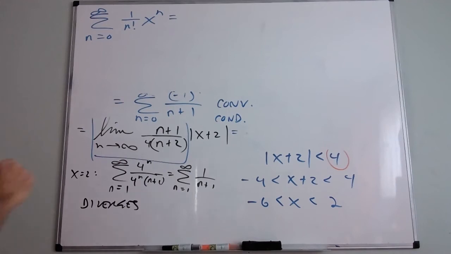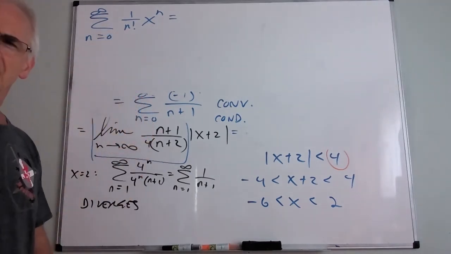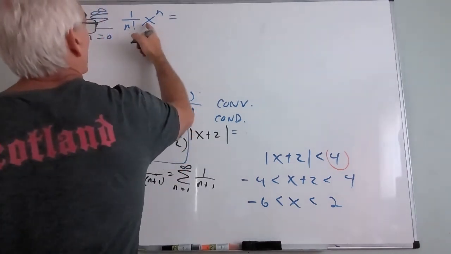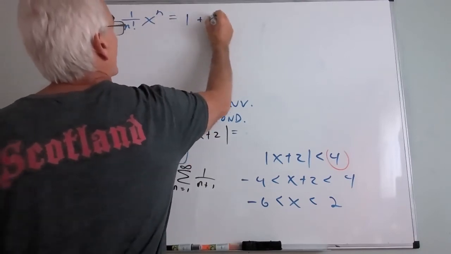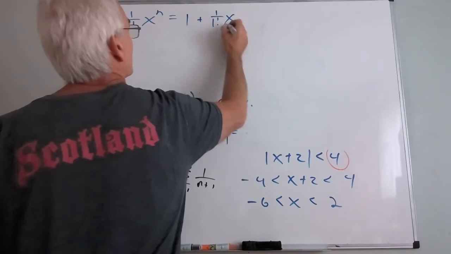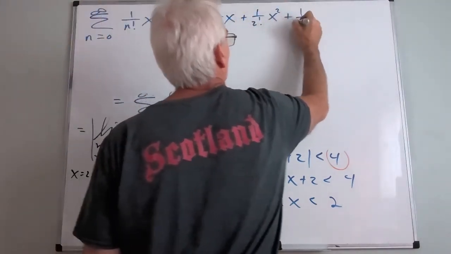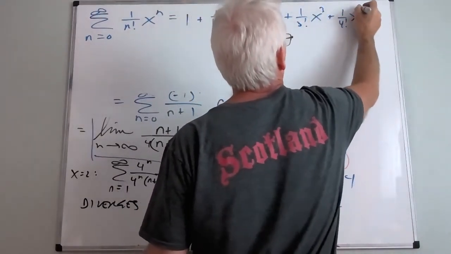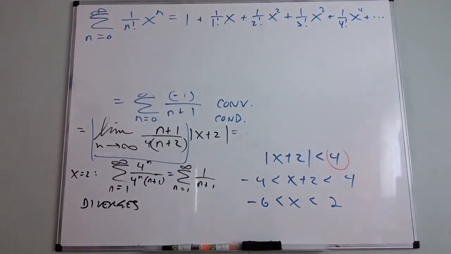Okay. So when n is 0, well, what's 0 factorial again? 1. 0 factorial is 1. So I'd have 0 factorial x to the 0. Okay, the first term is 1. Plus 1 over 1 factorial x to the first, plus 1 over 2 factorial x to the second, 1 over 3 factorial x to the third. I'll just go this far. 4 factorial x to the fourth, plus, okay, forever and ever. We all agree with that?